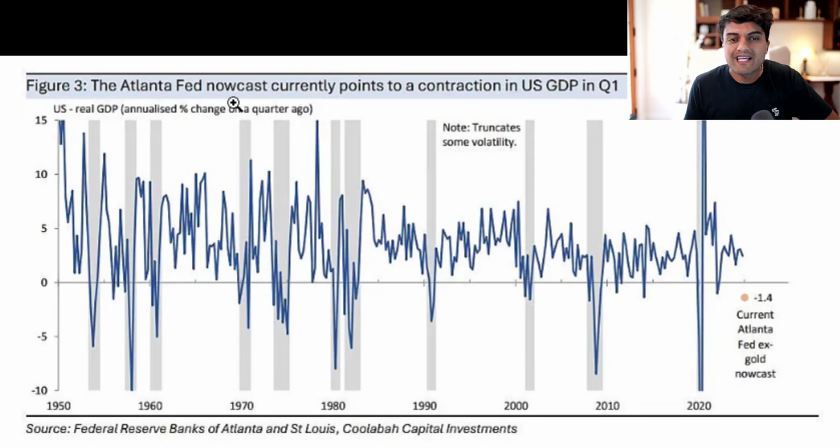Trump, I feel, is hoping for a deflationary effect, and that's why he's calling on the US Federal Reserve to lower interest rates fast, and he's trying to abolish federal income tax in the US so that demand for overseas goods and services doesn't evaporate, but that demand is reallocated to local goods and services. In any case, the Atlanta Fed nowcast currently points to a contraction in US GDP. It's suggesting that this year the US GDP might actually shrink by negative 1.4%.